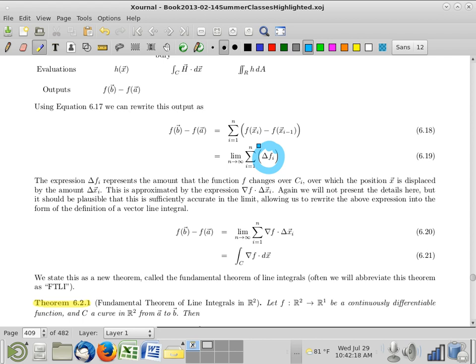This is a chapter 4 result, an old chapter 4 result. The change in a function, the change in an output, is the gradient dot the change in the input. An old fact about directional derivatives.